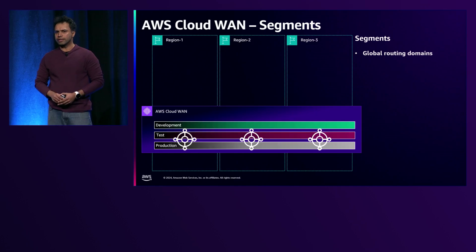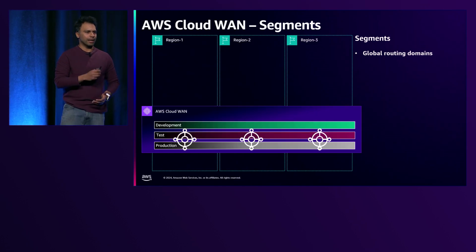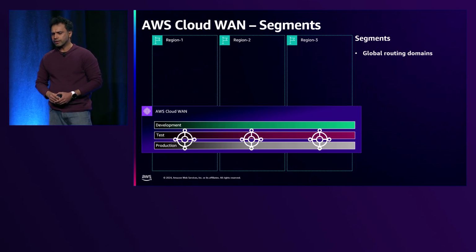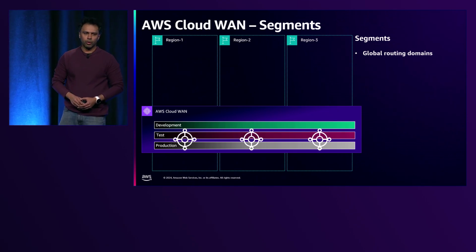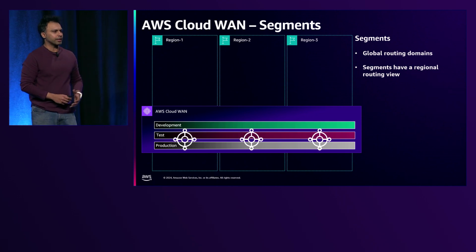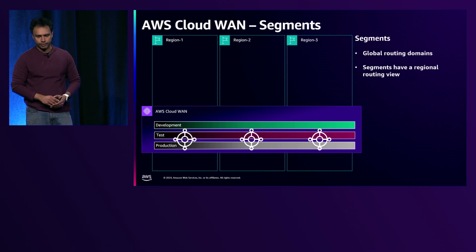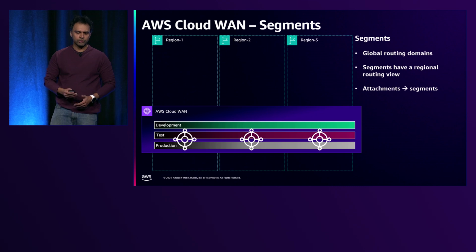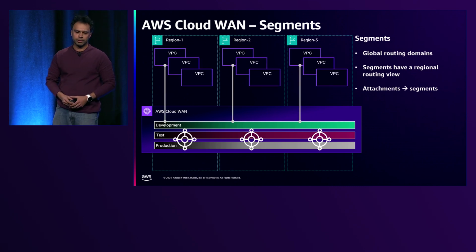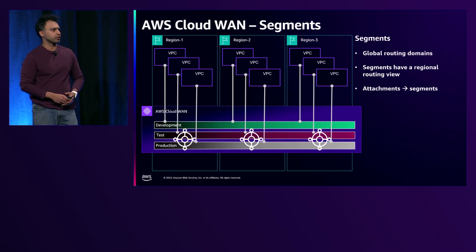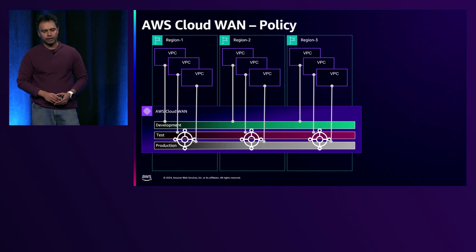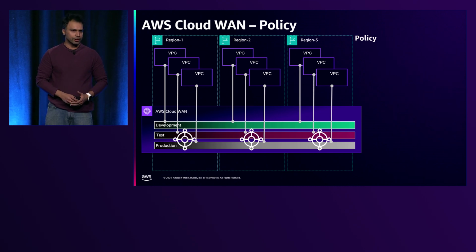So in this case, I'm showing 3 segments: development, test, and production, and each segment spans 3 separate regions. Now, even though segments are global by nature, they all have a regional routing view in that each segment will have a regional routing table too. This will become interesting as we start diving into the packet walks. Any attachments that you may have will get associated with segments. So if we expand this diagram and start adding VPCs, each VPC will have an attachment that is associated with one of the segments.